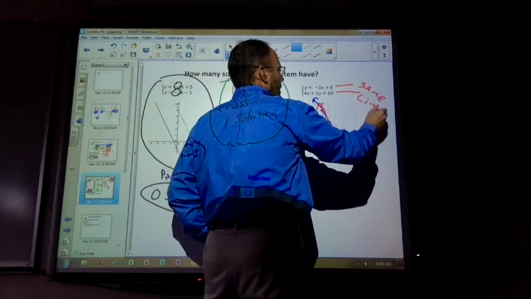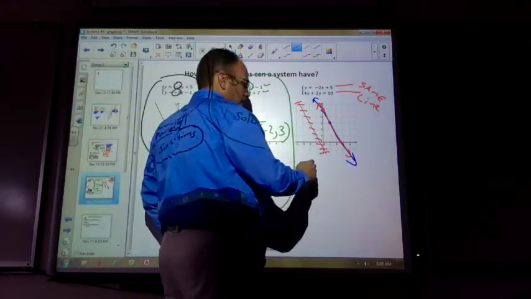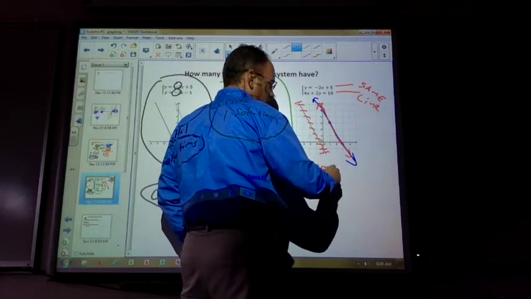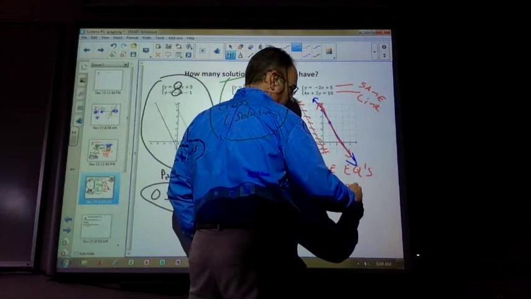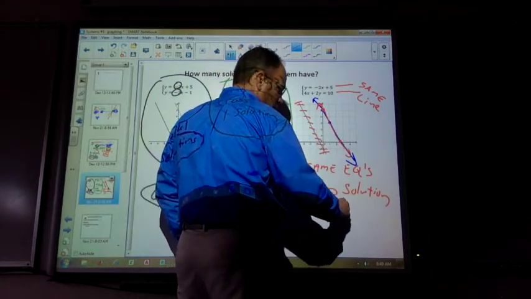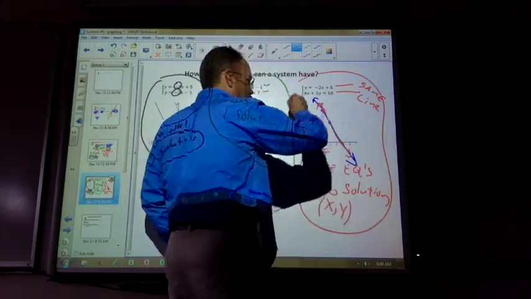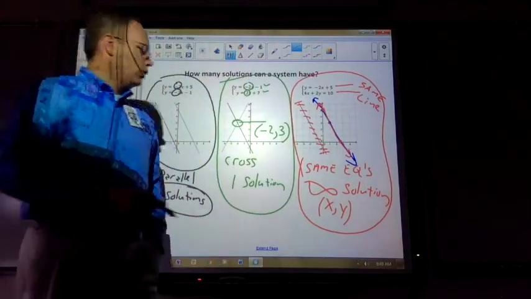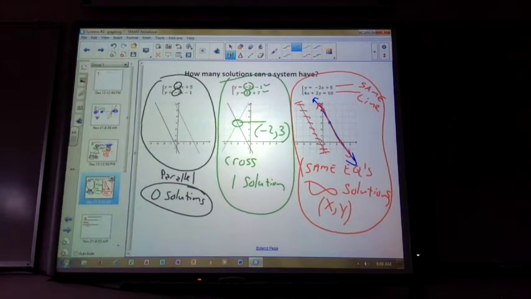And again, I apologize if the graph is incorrect on the paper, but I think we've made it right now. So I have the same line, the same equations, which means it's going to touch an infinite number of times. Every x and y value of one line matches up to the x and y value of the other. So if I have the exact same line, I'm going to have infinite solutions. So I can have one solution if they cross. If they're parallel, I have no solutions. And if it's the same line, I have infinite.